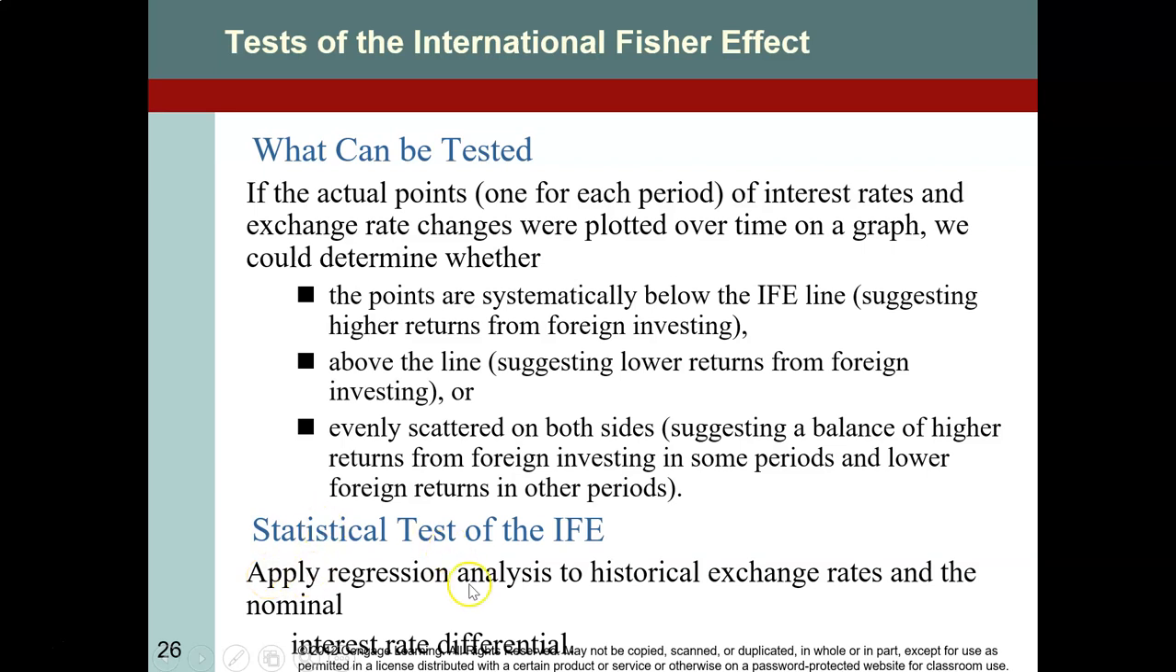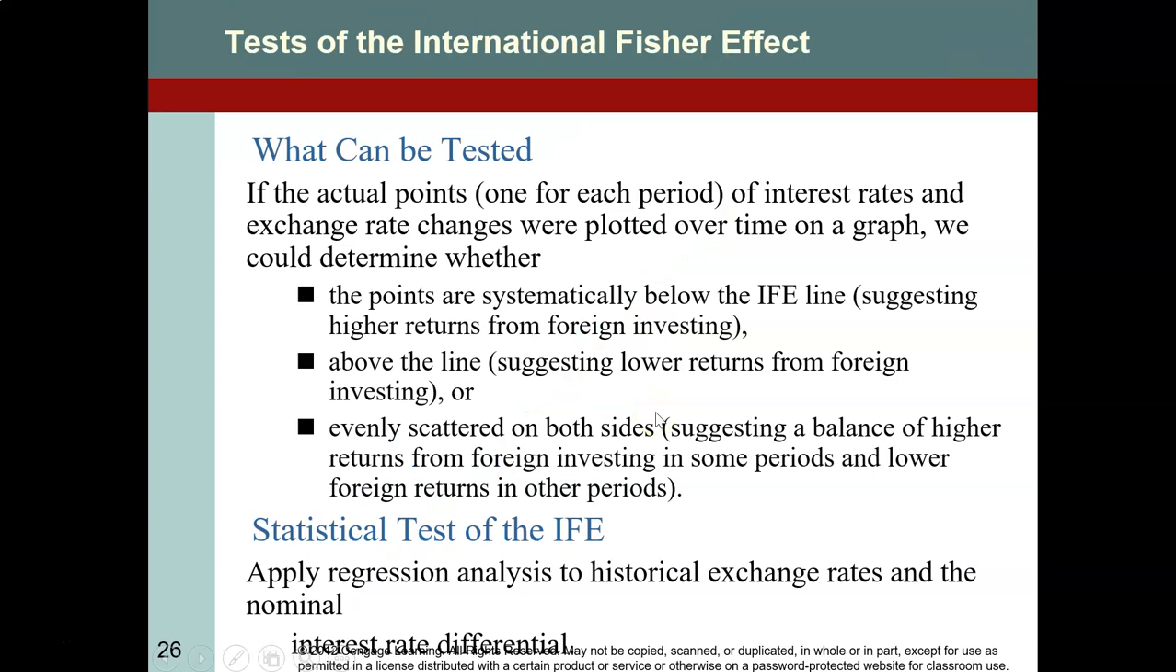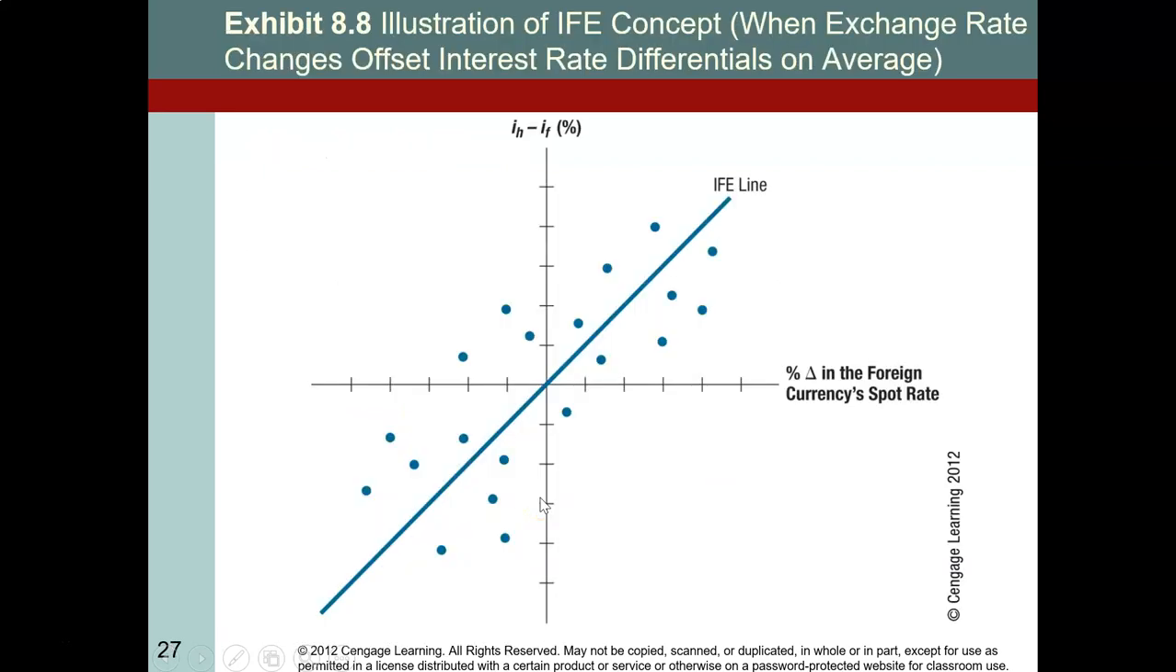Statistical tests apply regression analysis to the historical exchange rates and the nominal interest rate difference. Here we can see a test of IFE effects, and there are points evenly above and below the line. So sometimes we have a balance of high returns from foreign investing in some periods and lower returns in other periods.